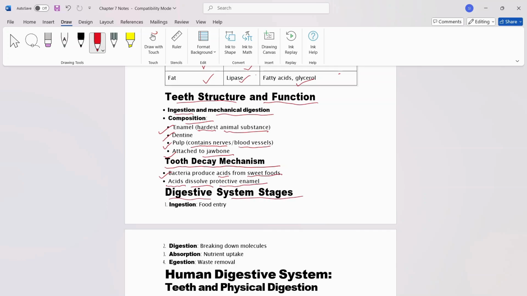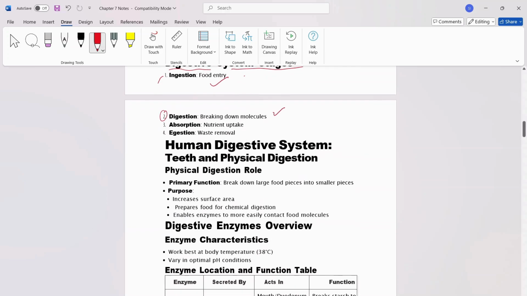Digestion system stages. Number 1 is ingestion. Here food enters. Second is digestion, breaking down food molecules. Third is absorption, nutrient uptake. Fourth is egestion, waste removal.